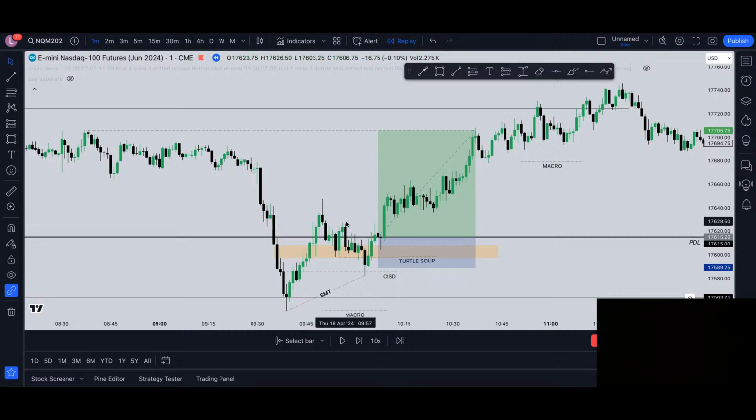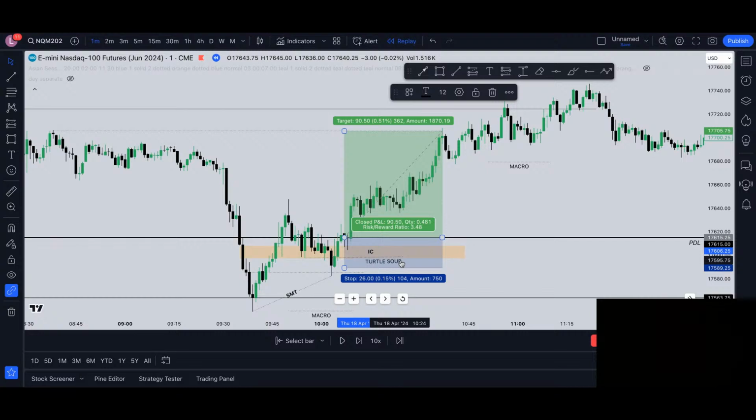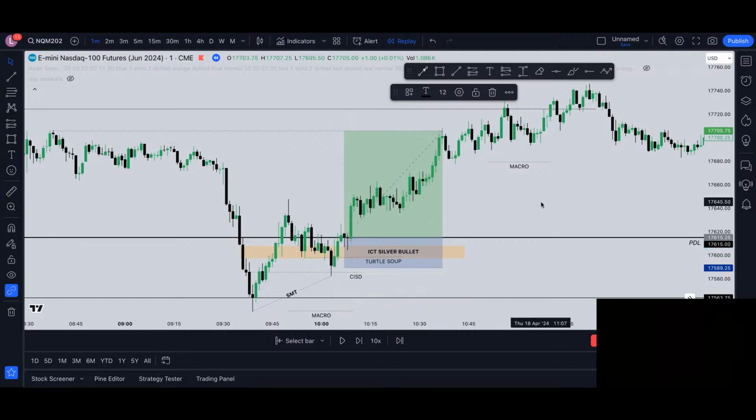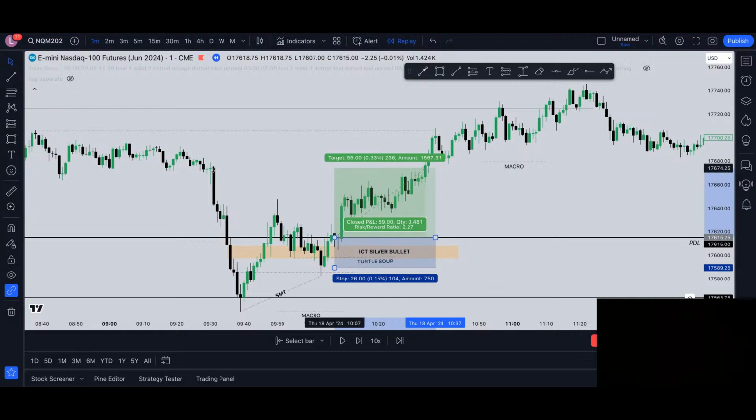Market structure shift, these highs, and this was a really nice trade. This is your ICT silver bullet, risking 26 handles to gain 90 handles. Even the NYC high, if we take top here, 60 handles.